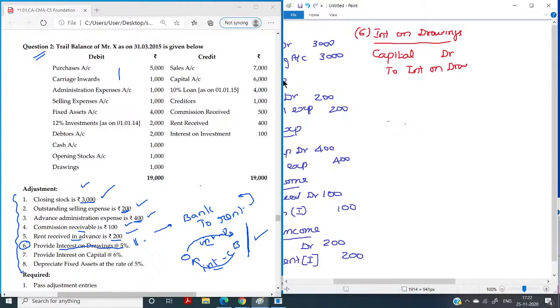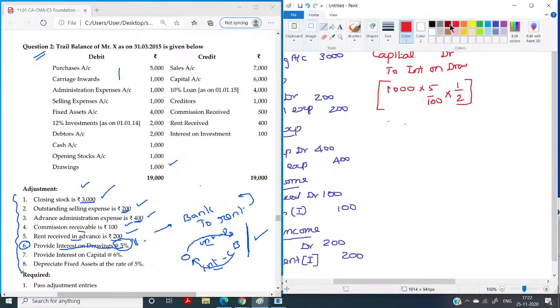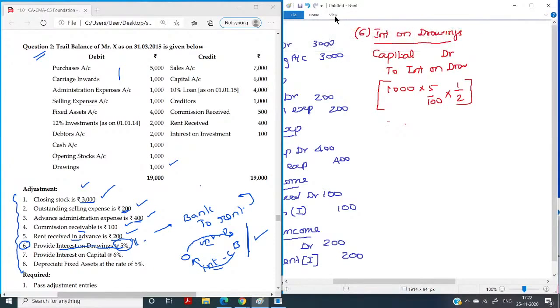Now the rate for this is 5%. Interest will be provided at the rate of 5% on drawings. Drawings being 1000 rupees. For that you have to calculate 5%. Now listen. When it comes to interest on capital, no problem, you can directly calculate at the rate given for the capital balance available. When it comes to interest on drawings, usually you have to multiply by half, because without capital the business could not be started.